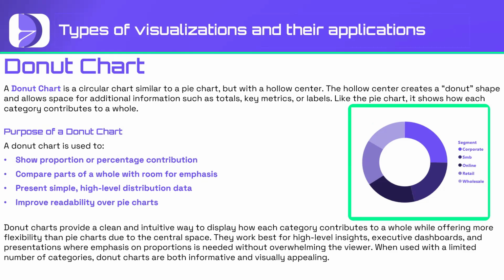Take note of that phrase: emphasis on proportion. When you're talking about categories of visuals, we have comparison, proportion, relationship, and distribution. The donut chart is an example of proportion, whenever you're trying to build your chart. It's grouped under proportion, also for the pie chart. It helps presentations where emphasis on proportion is needed without overwhelming the viewers. When used with a limited number of categories, donut charts are both informative and visually appealing.